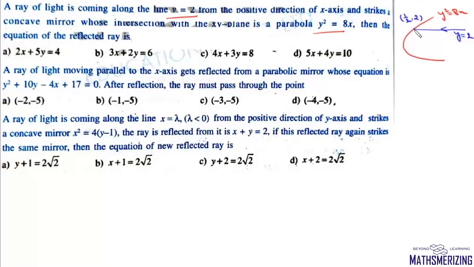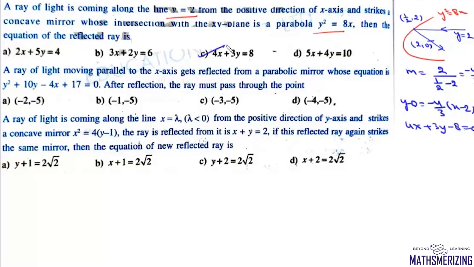Now after reflection, it will pass through the focus of the parabola. So we know that the focus of this parabola will be at a comma 0. So it will simply be 2 comma 0. We'll need to find the equation of this line. So we'll find its slope. So its slope will be 2 upon 1 by 2 minus 2. So it will simply be minus 4 by 3. So we can write this equation as y minus 0 equals minus 4 by 3 times x minus 2. So it will be 4x plus 3y minus 8 equals 0. And that's your option number C.